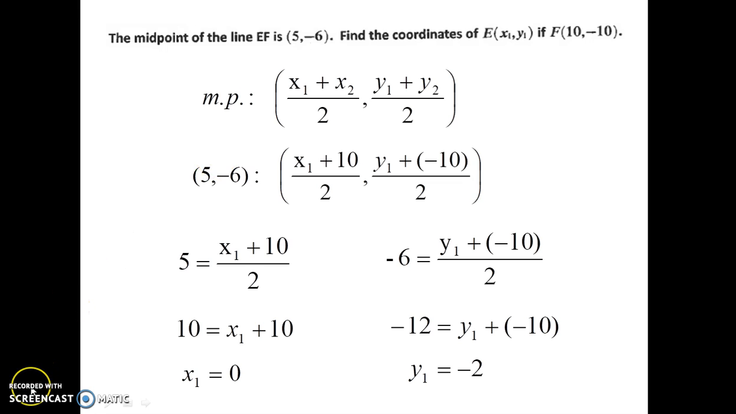Alright, good job. There's no assignment to follow this, but make sure that you clearly know how to use the midpoint formula.